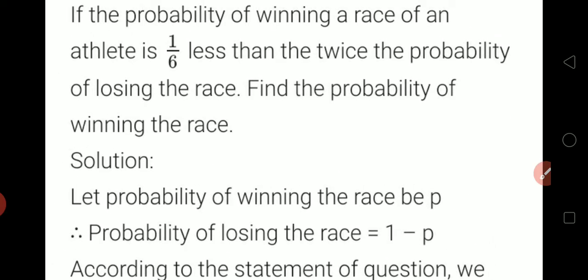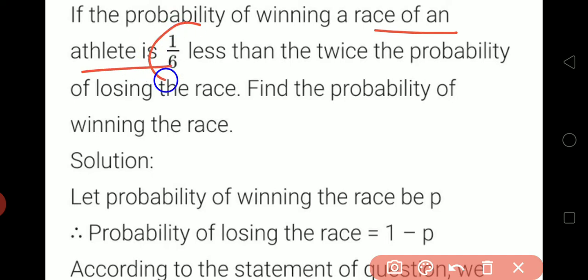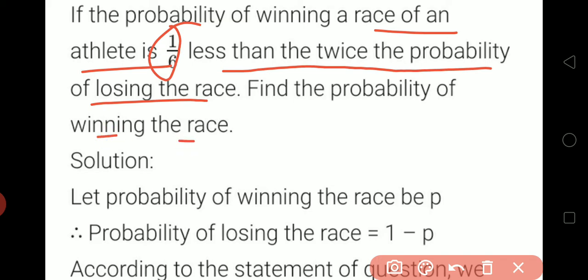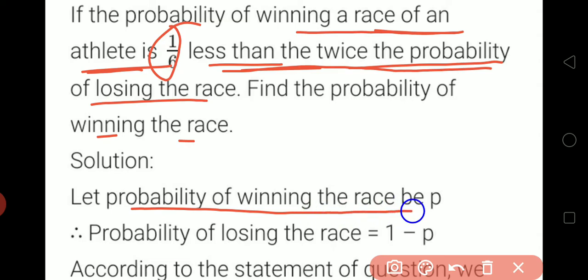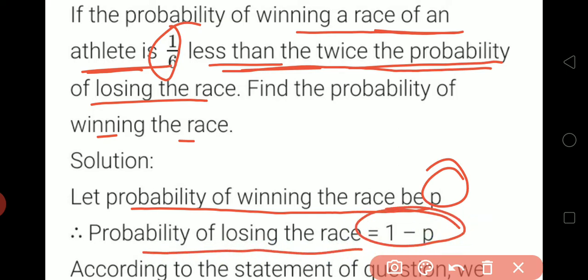So let us start the next question. If the probability of winning a race of an athlete is 1 by 6 less than twice the probability of losing the race, find the probability of winning the race. Okay, so at first we have to check this condition. We can let the probability of winning the race be p. So the probability of losing is 1 minus p, right?